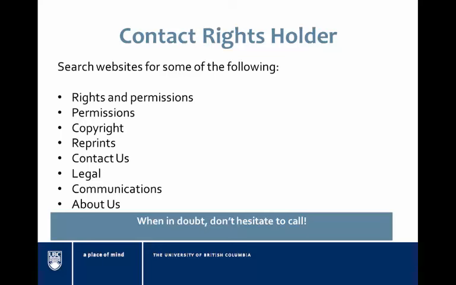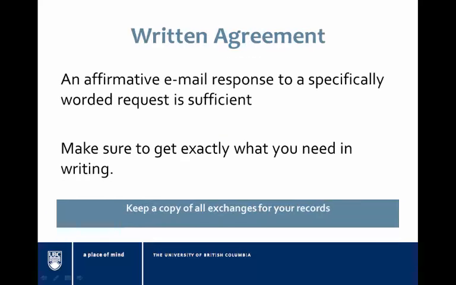If the rights holder is a publisher or other commercial enterprise, they may have a specific office within their organization that grants permissions. If not, you may have luck contacting a corporate body's marketing or communications division. If you are searching for contact information on a website, the following search terms may be useful: rights and permissions, permissions, copyright, reprints, contact us, legal, communications, or about us. If you cannot find any of these contacts on a website, you should not hesitate to call a business's general phone number. If you need to obtain permission from a rights holder, you will do so by obtaining, in writing, a positive response to your permission request.